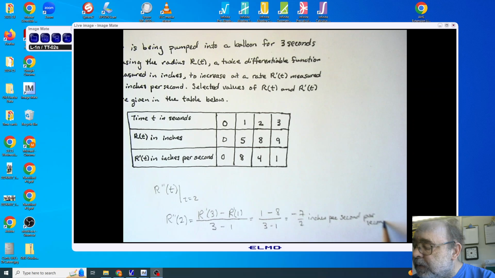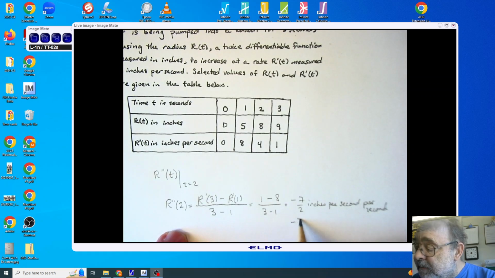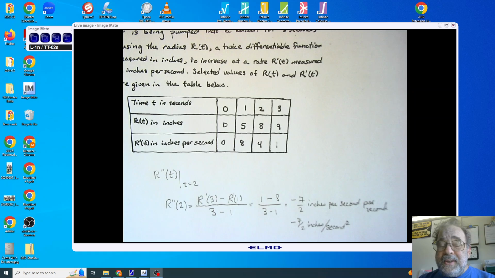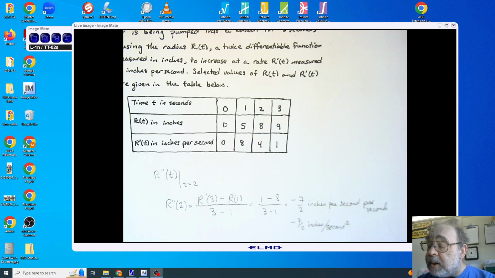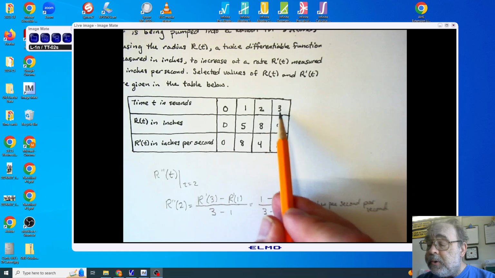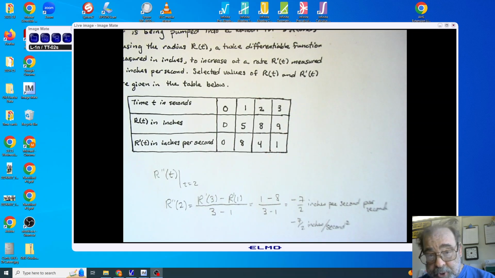It's about to go off the screen, so I'm going to put it right down below. So we now have inches per second, which we can write as negative 7 halves inches per second squared. And this is an approximation. Now, it is entirely possible that I could use from 1 to 2, and I will have an over approximation, and from 2 to 3, and I will have an under approximation.